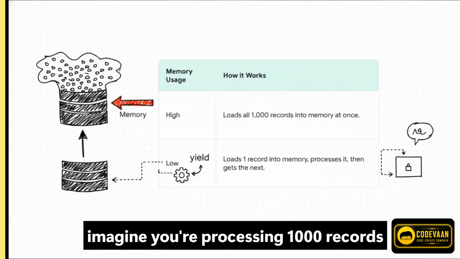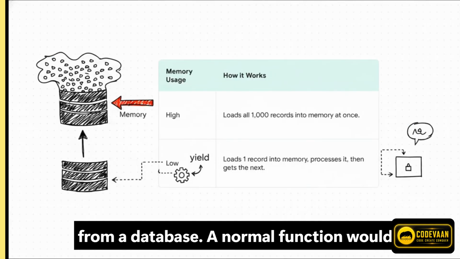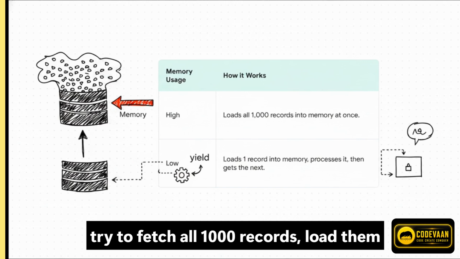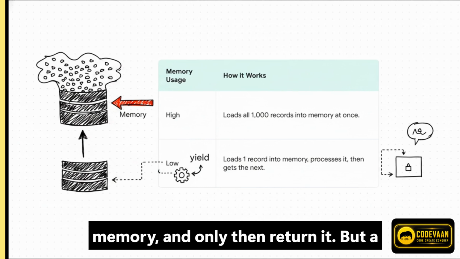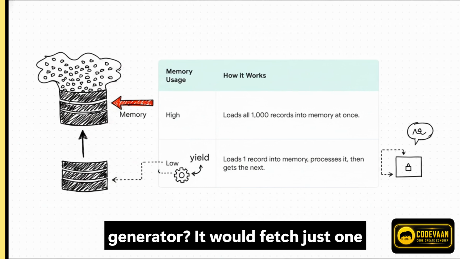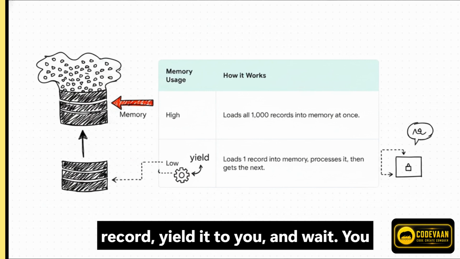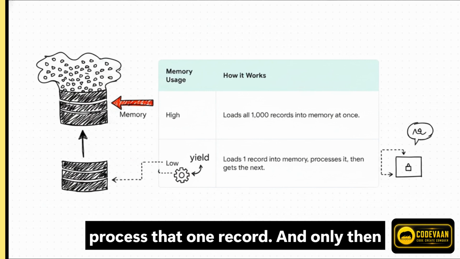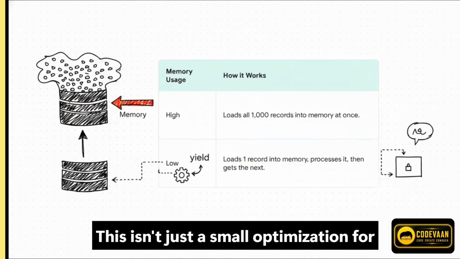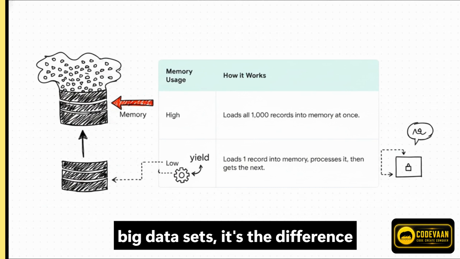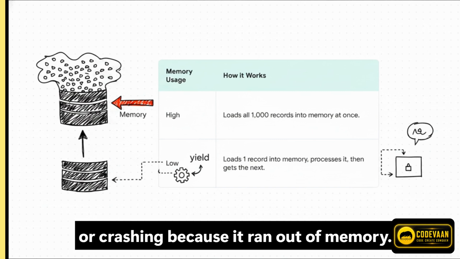Just imagine you're processing 1,000 records from a database. A normal function would try to fetch all 1,000 records, load them into a gigantic list in your computer's memory, and only then return it. But a generator? It would fetch just one record, yield it to you, and wait. You process that one record, and only then does it go back to get the next one. This isn't just a small optimization. For big data sets, it's the difference between your program running beautifully or crashing because it ran out of memory.